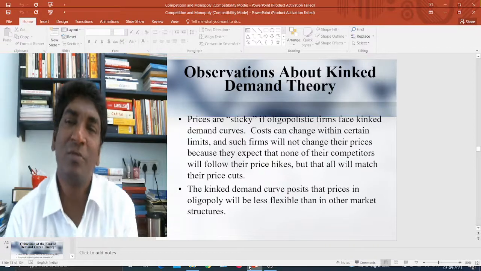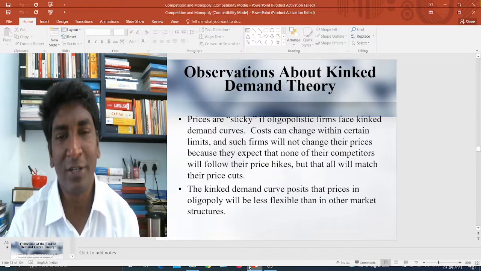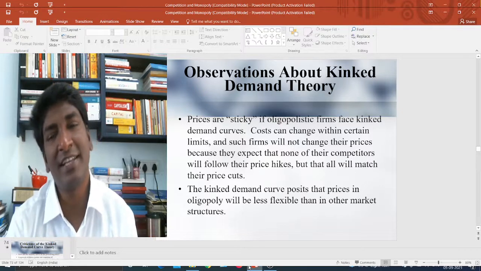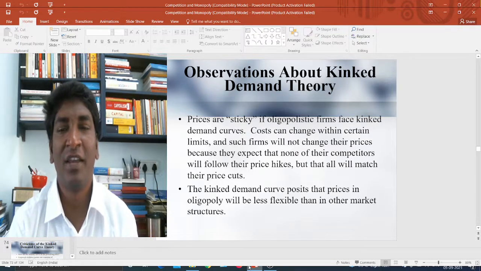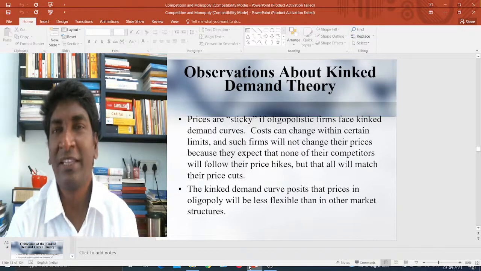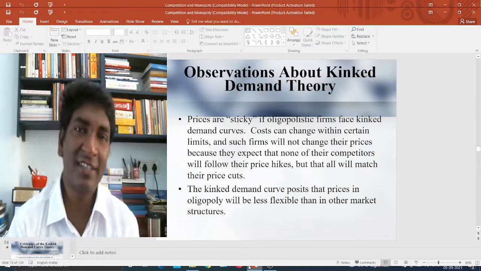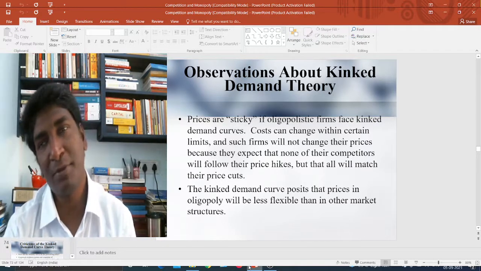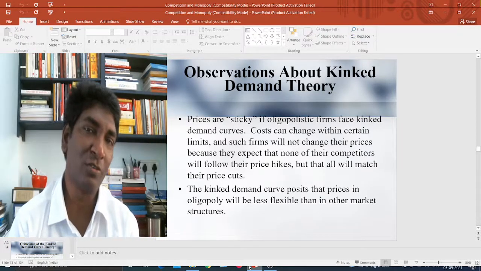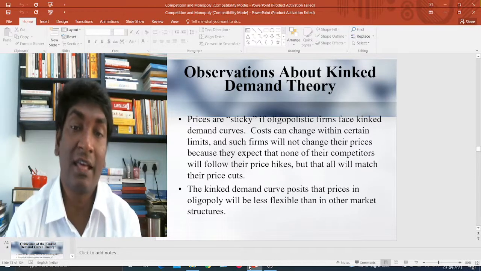So why is the observation of the kinked demand curve so important? Let's look into some of the aspects. Prices are sticky if oligopolistic firms face a kinked demand curve. So this is the first observation. There is a stickiness of price. As I said, when you cut the price, people will follow you. When you raise the price, nobody is going to follow. So they stick to their price.